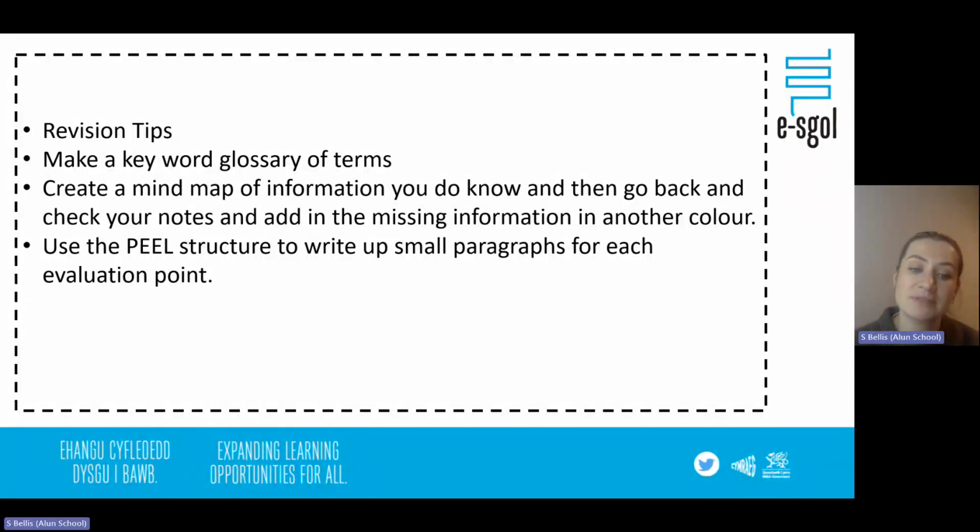And then write little paragraphs like I've done in this presentation. Use the PEEL structure to write up small paragraphs, get your teachers to mark them possibly, and make sure that you are always going through your answers. Have I put a point? Have I put evidence? Have I explained it? Have I linked it back to the question? It's a really good way of making sure you get right up that mark band for questions like this.